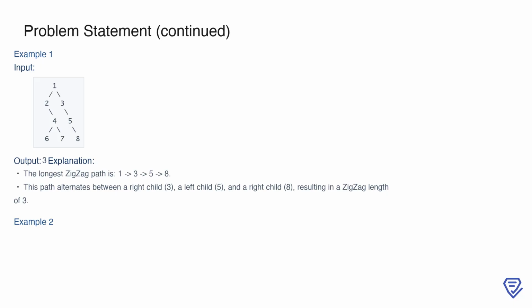Consider a binary tree where the root node is 1, with children 2 and 3. Node 2 has a right child, 4, and node 3 has a right child, 5. Continuing further, node 4 has 2 children, 6 and 7, while node 5 has a right child, 8. The longest zigzag path in this tree is formed by the sequence 1 to 3, then to 5, and finally to 8. This path alternates directions. From 1 to 3 is a right move, from 3 to 5 is a left move, and from 5 to 8 is a right move again, creating a valid zigzag path. The total length of this path is 3 edges, which is the output.